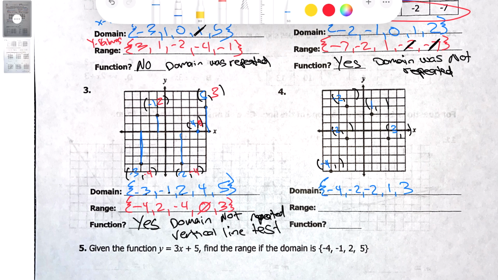So 3. And again, I know I listed them all, but I wouldn't list the second one. You would leave that off the list. And because it's repeated, you say, no, this is not a function. And you can say domain was repeated.